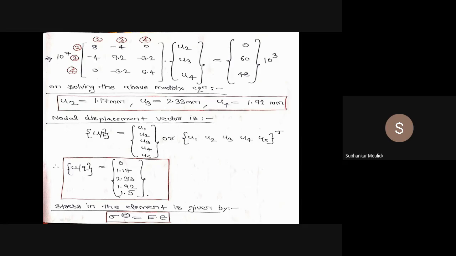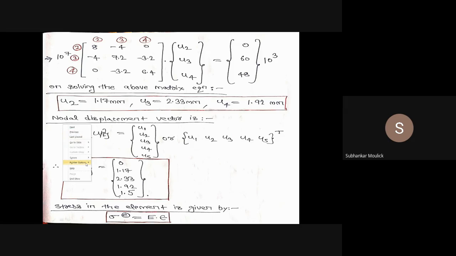Is it clear? Yes, sir. Clear. Other people, please respond whether it is clear or not. Fine. Now, please tell me, by looking at this matrix equation, can I now get the value of U2, U3 and U4? If I solve this matrix equation, can I get the value of U2, U3 and U4? Yes, I can get the value of U2, U3 and U4.